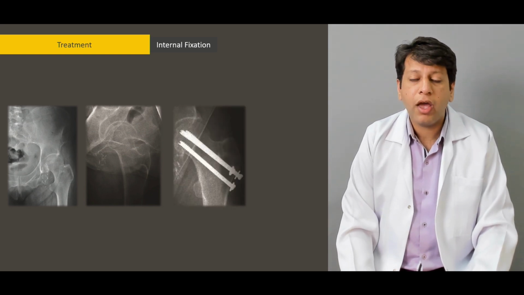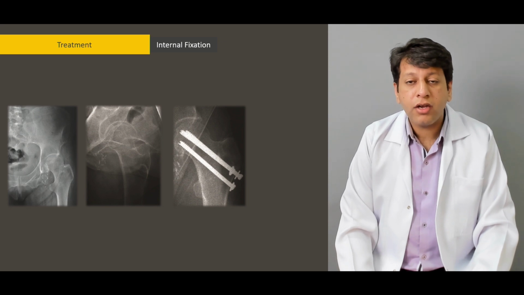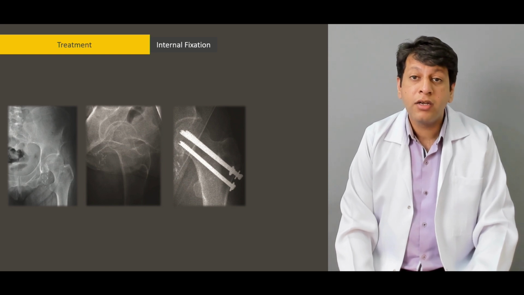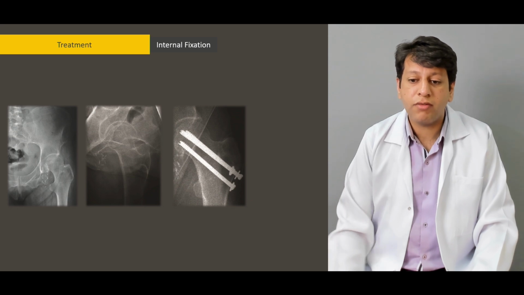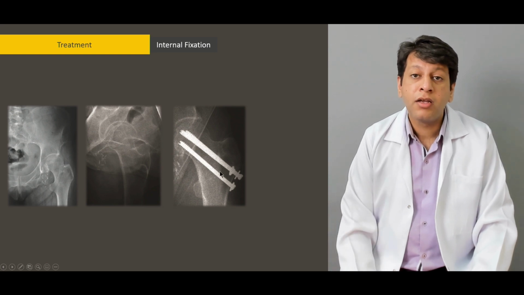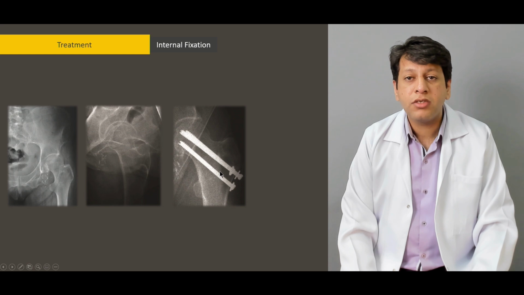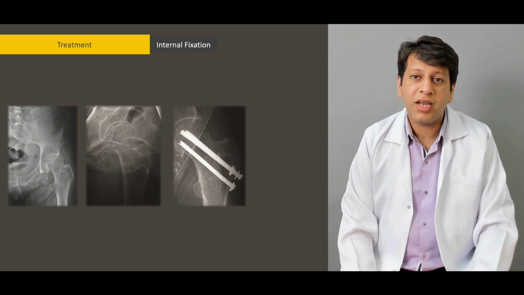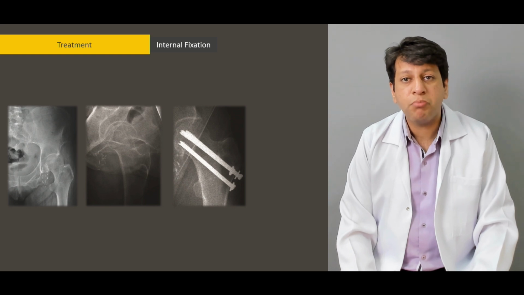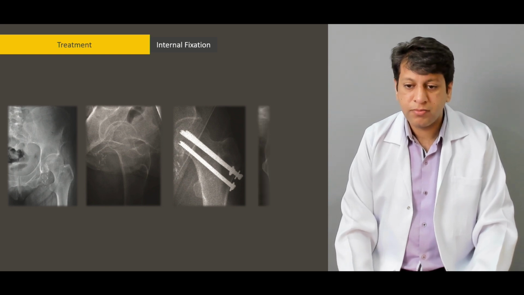And then once you have accurately reduced it and you know that the fixation would be adequate, you apply, depending upon whether it's an adult and the neck is wide enough, 3 cannulated screws in the shape of a triangle, as you can see over here. Or if it's a child, or say a teenage boy or girl, then probably the neck is not wide enough, so you can also go for 2 screws which may be parallel, like this.